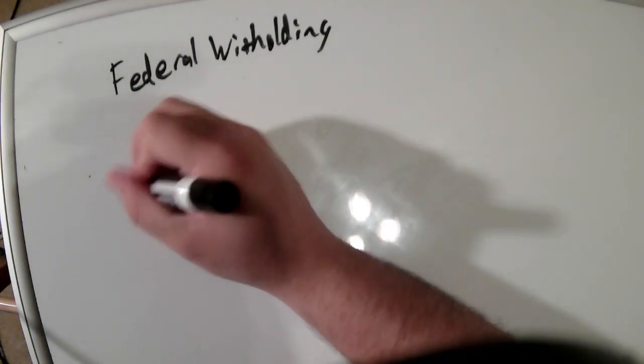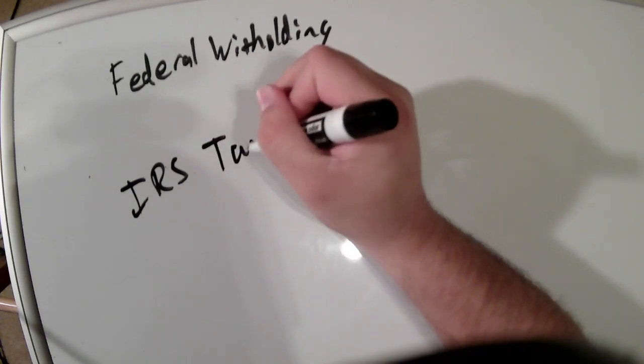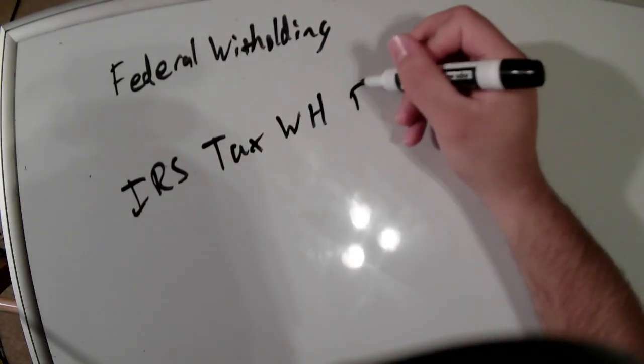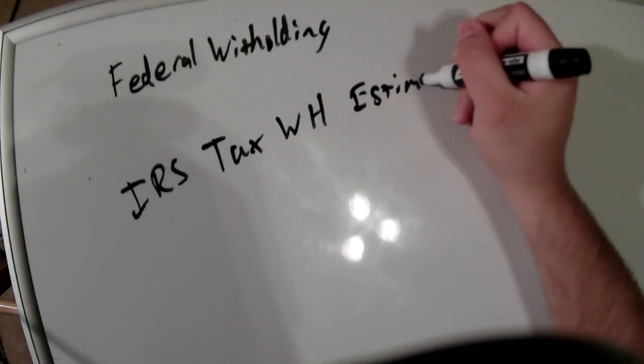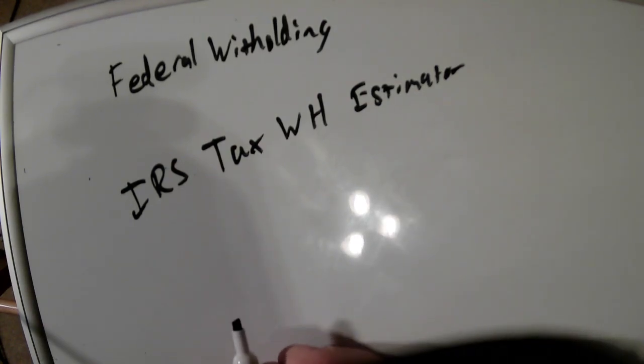Okay. Other than that, there is a federal withholding question about advice. And that one, you want to make sure that you are letting them know that there is an IRS tax withholding estimator that will help you, given your taxes and your situation, get a better idea of how much you should withhold off your W-2s and things like that.